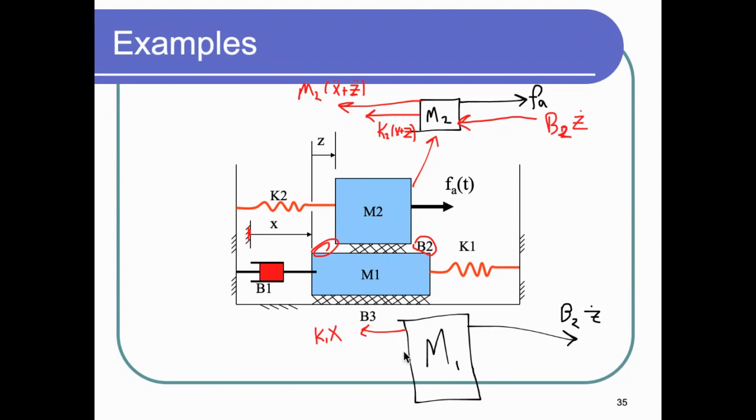Okay. Then we have a force due to this damper, B1, so we have B1 x dot. We also have a force due to this friction, B3 x dot. Finally, we have the inertial force. What is the inertial force here? M1 what?